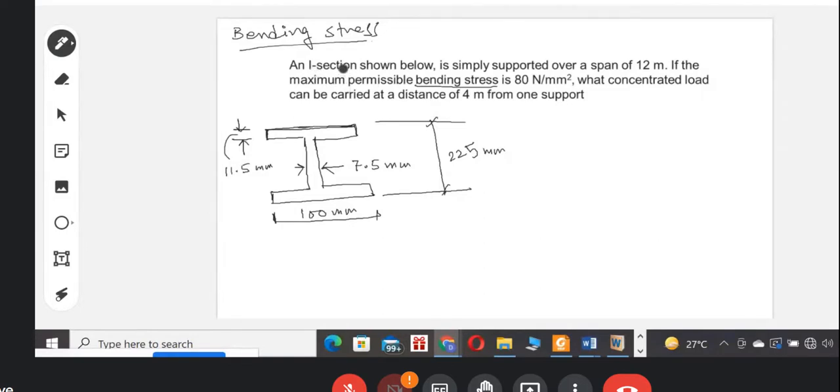An I section shown below is simply supported over a span of 12 meter. If the maximum permissible bending stress is 80 Newton per millimeter square, what concentrated load can be carried at a distance of 4 meter from one support? So how will a simply supported beam look like? Can anyone tell?